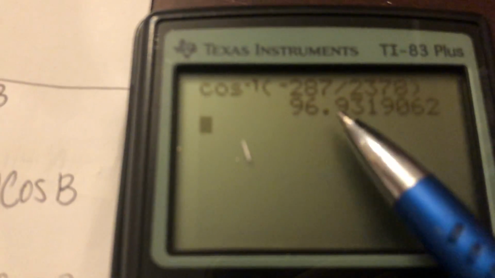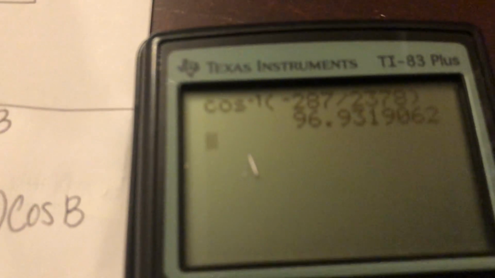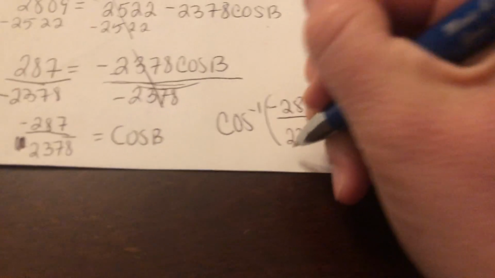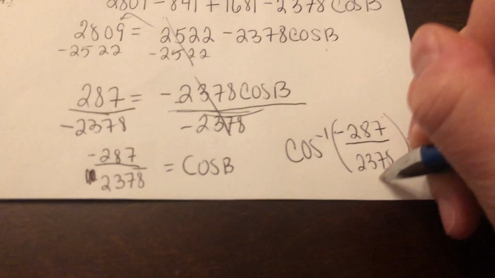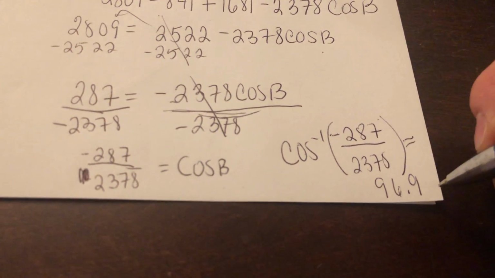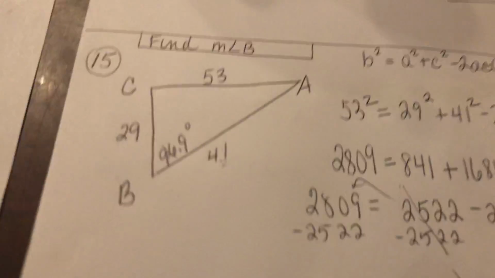Anyway, if I'm rounding to the nearest tenth, it's about 96.9. So the angle B is 96.9. That means this angle right here is about 96.9 degrees.